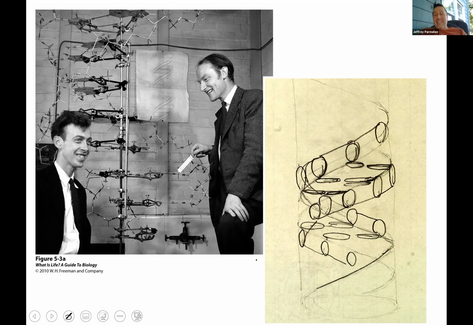But anyway, these two, I mean, it's pretty cool. What they discovered is that just from knowing the proportions of the molecules and looking at a couple lines of evidence, they figured out the double helix of DNA.